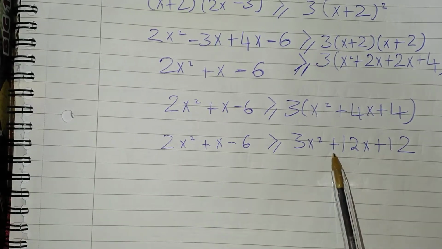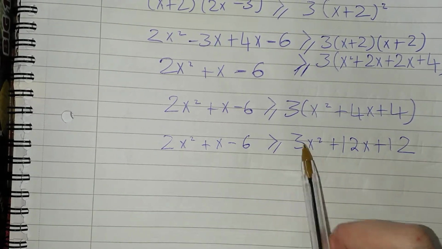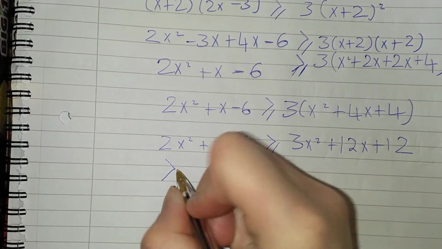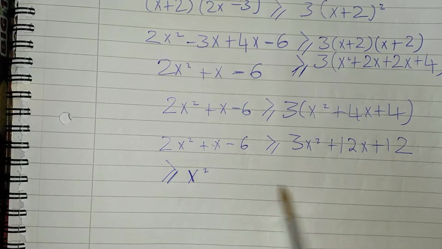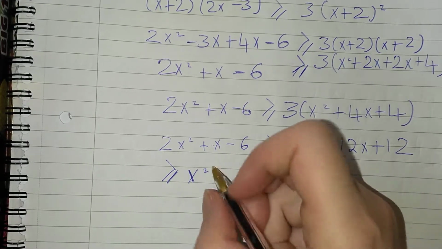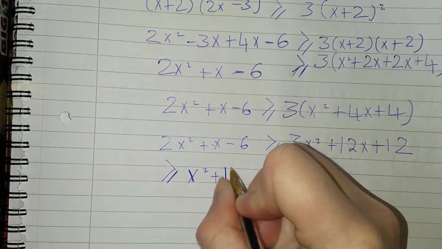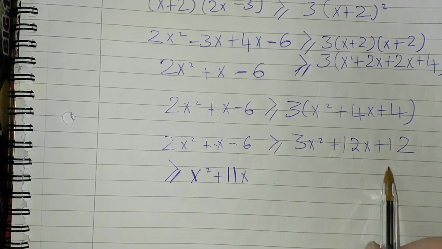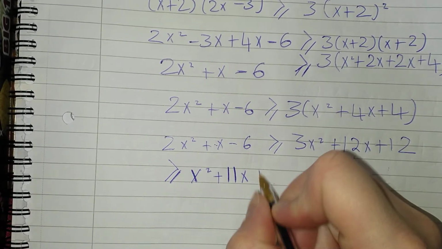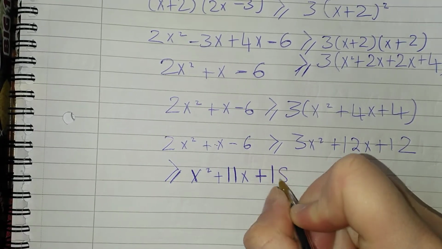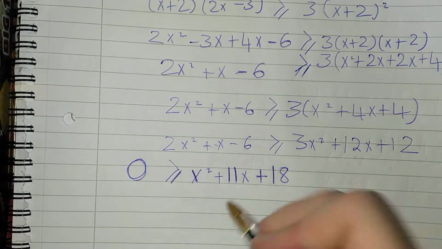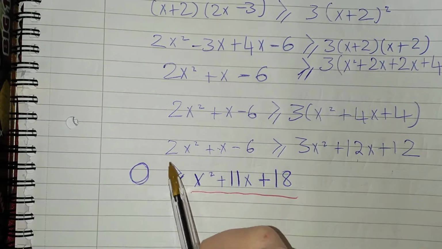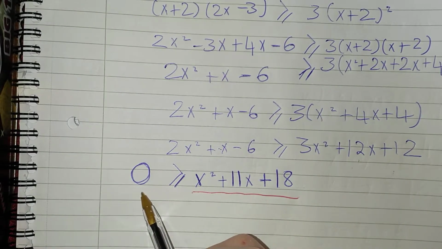So I'm going to move my 2x squared over to this side. So it'll be 3x squared, take 2x squared, so it'll be x squared. And then I'm going to move this to the other side. So it'll be 12x minus x, so it'll be 11x. And then if I move my 6, it'll be plus 6. So 6 plus 12 will be 18. So now I've got a quadratic, and I've got it is less than or equal to 0.